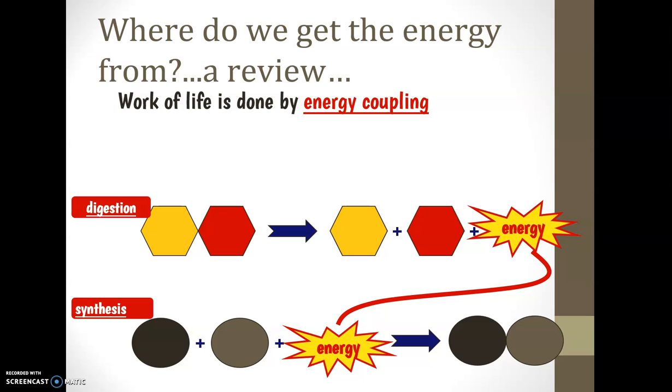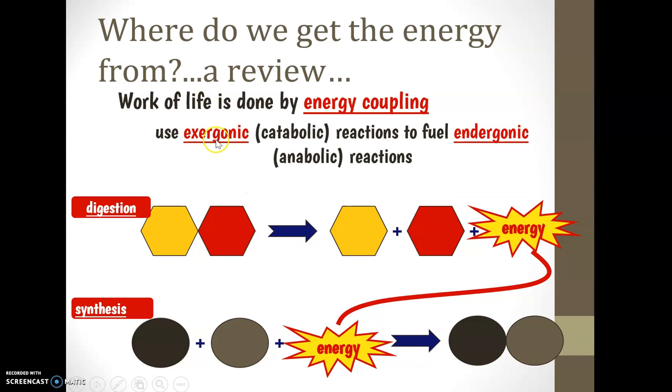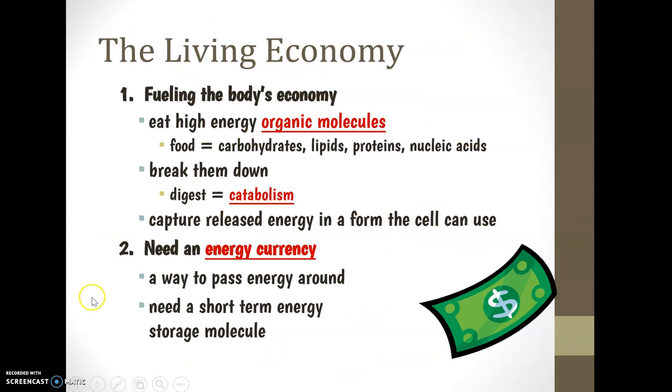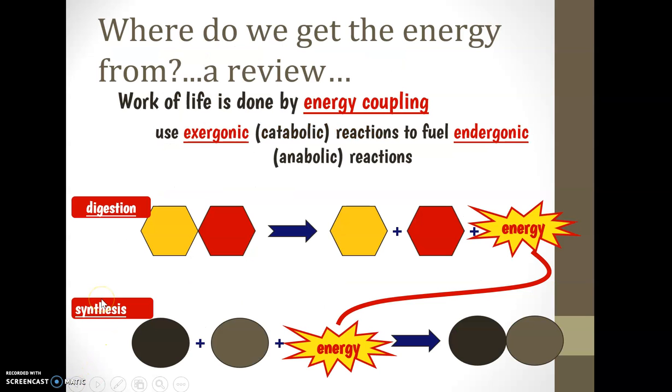We have to couple energy with different chemical reactions in order to actually break down the energy. So we have to use exergonic or catabolic reactions to fuel our endergonic or anabolic reactions. If we look here at digestion, we are taking in a more complex molecule, and then we have to break it down into the simpler molecules that we would need. When we do that, we're also releasing the energy that was built into the bond between the more complex molecules.